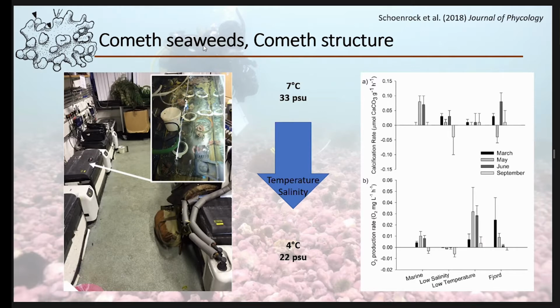So if we look at their ability to calcify, so embed calcium carbonate within their cell wall, and produce oxygen throughout summer months from May through August, I believe, or March through September, you can see that in the marine treatment, you have higher calcification during summer when you have light, higher oxygen production.